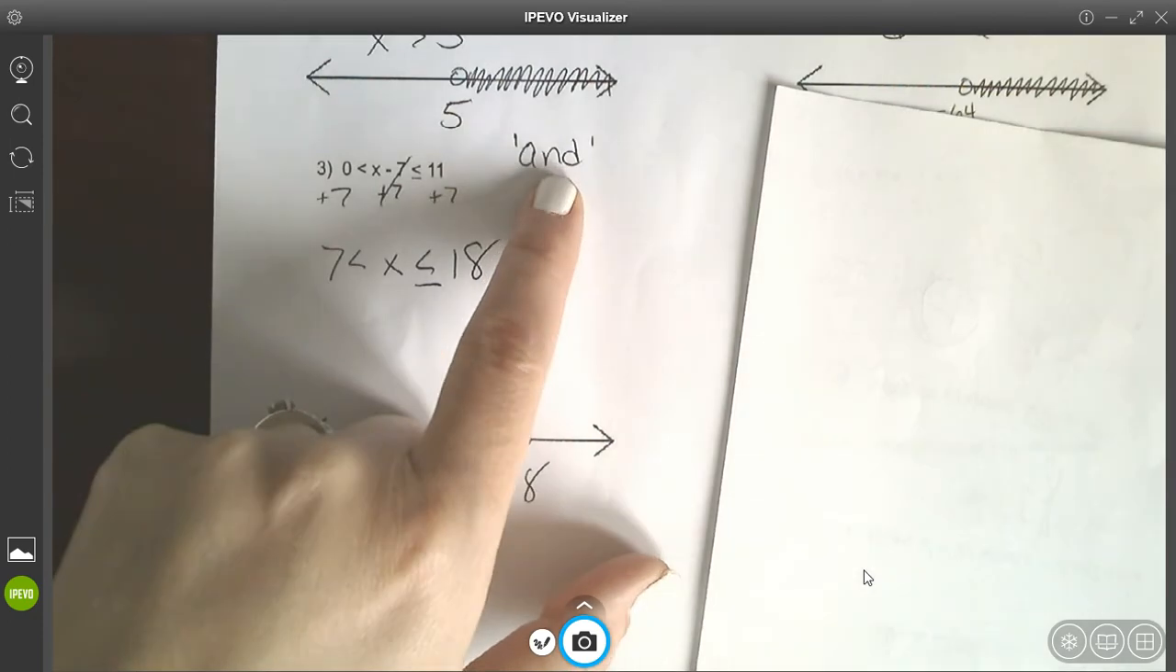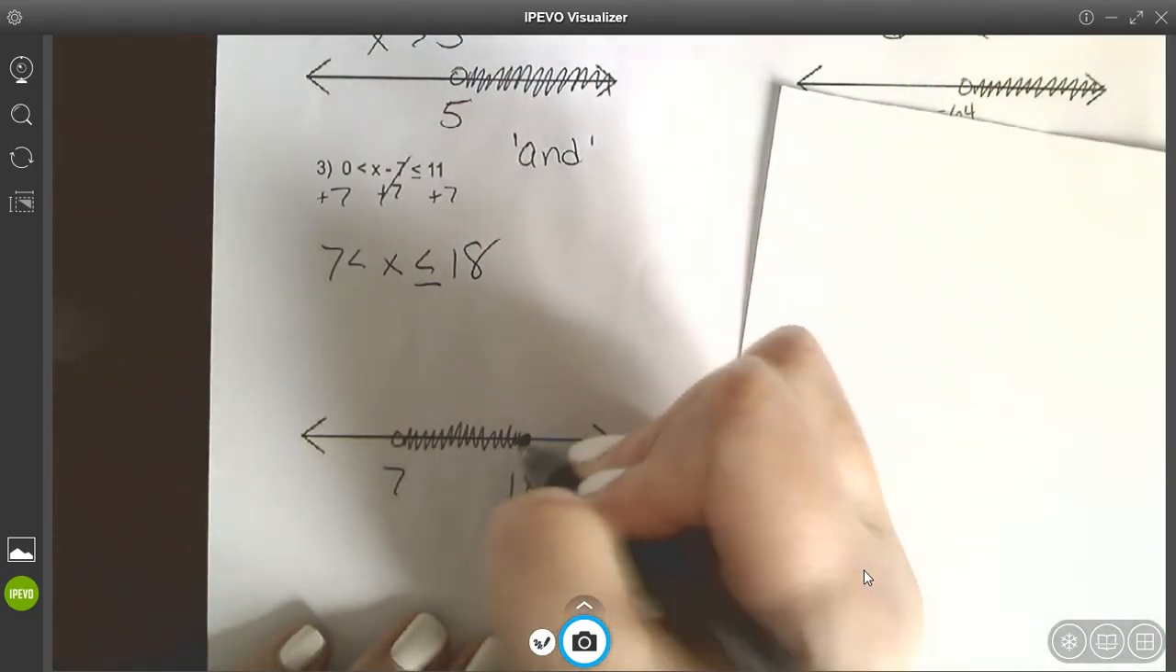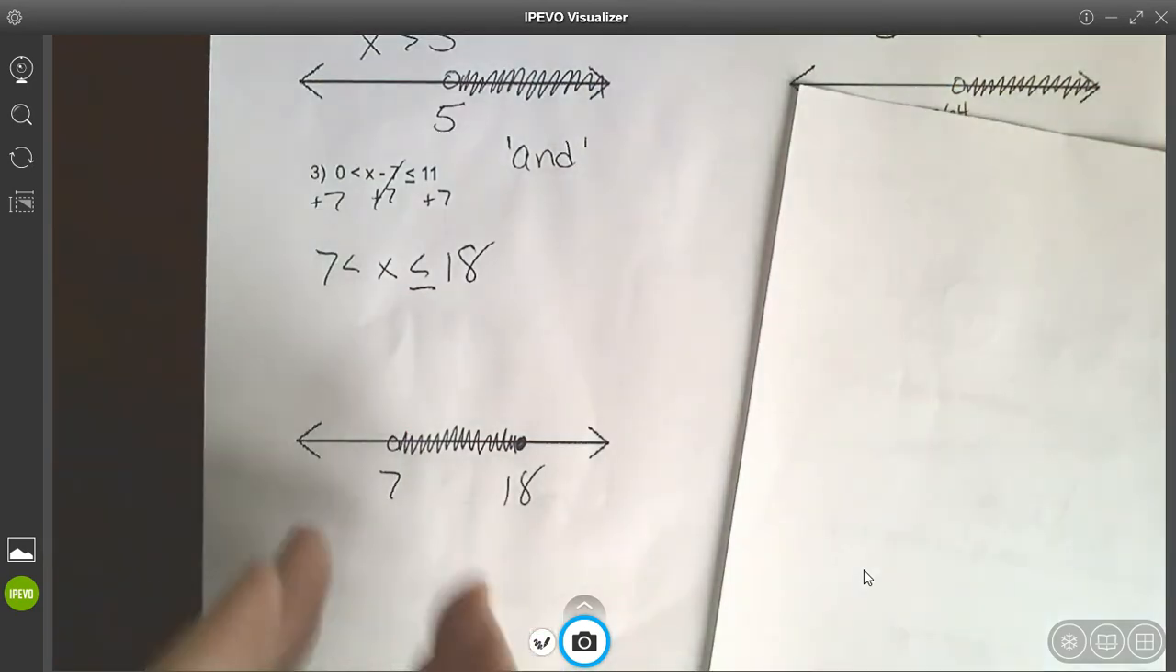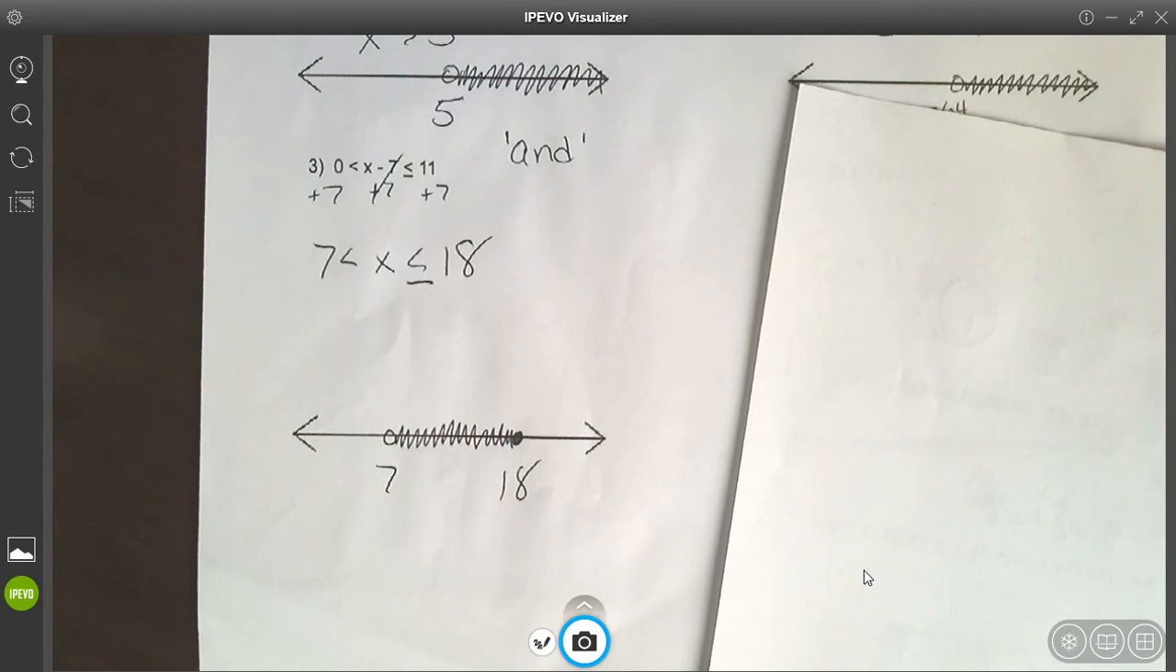And then for the and statements, and is when you shade in between. You're sandwiched. Think of it like x is every value in between. X is in the middle. It's every value in the middle. So every value in between 7 and 18 would work.